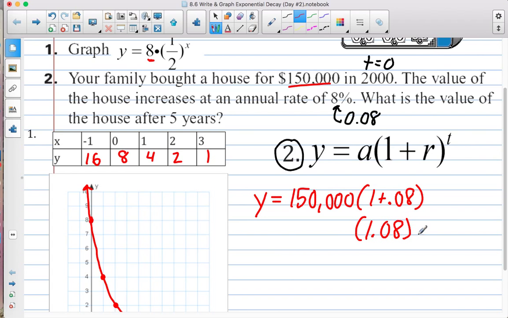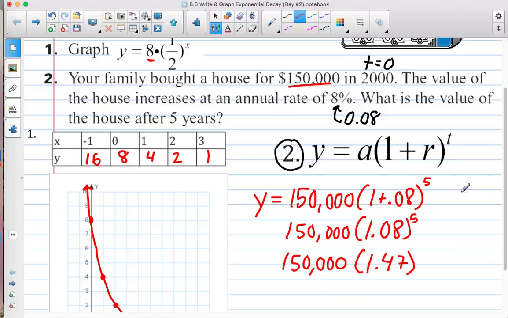It's growing to 108%, and I need to put in the time. It was 5 years later. So once I've put in all my values, I can determine the value of the house. The first thing I do is type in my calculator 1.08 to the power of 5. That gives me 1.47, which tells me that after 5 years, the value of my house has grown by 47%. It is 47% more valuable. So I take 1.47, multiply by $150,000, and at a very large growth rate, my house is now worth $220,500.